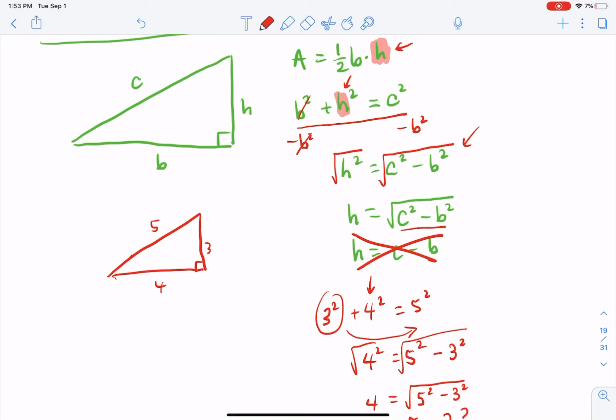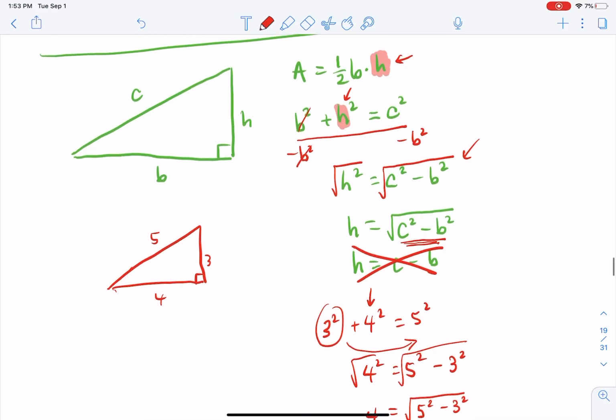And the reason why, really, when it comes right down to it, is that squares and square roots are inverses, but square roots and the difference of two squares are not inverses. There's another operation up inside there, so it's more complicated than that.